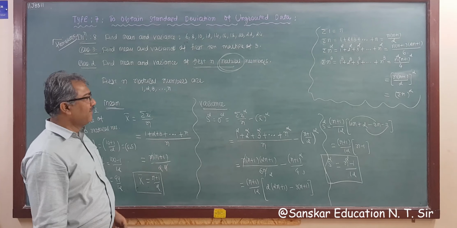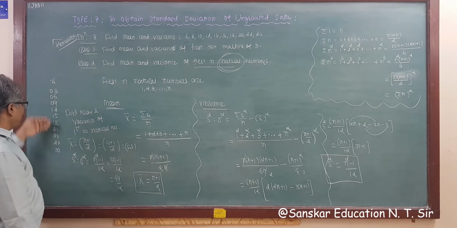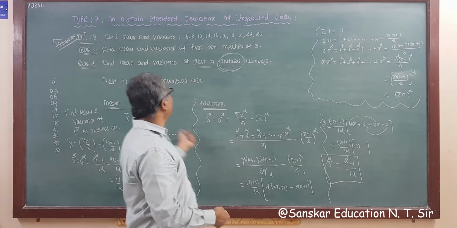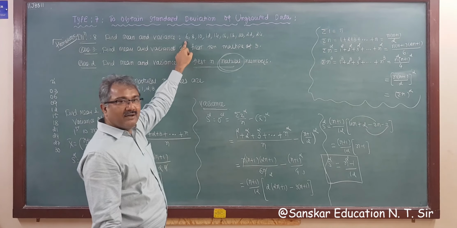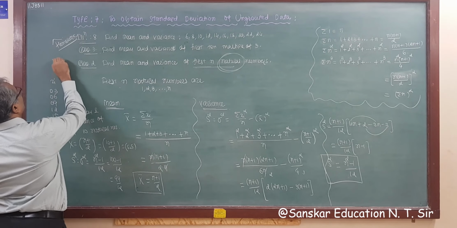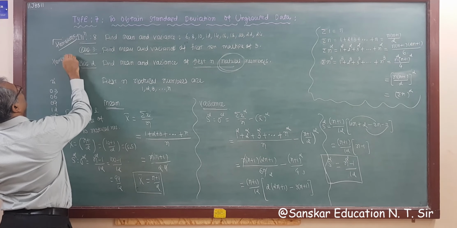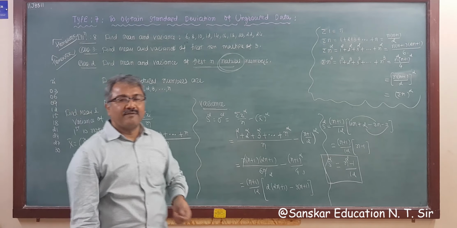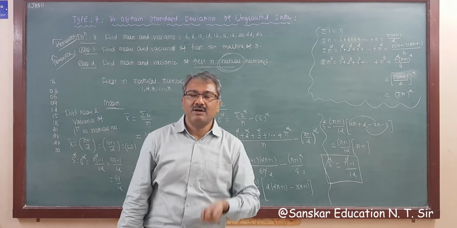So you can apply the formula and find it easily from this xi square, right? So similarly, just like this, apply the formula and you can find it out. So this is also homework for you. Question 3: find the mean and variance of the first 10 multiples of 3.